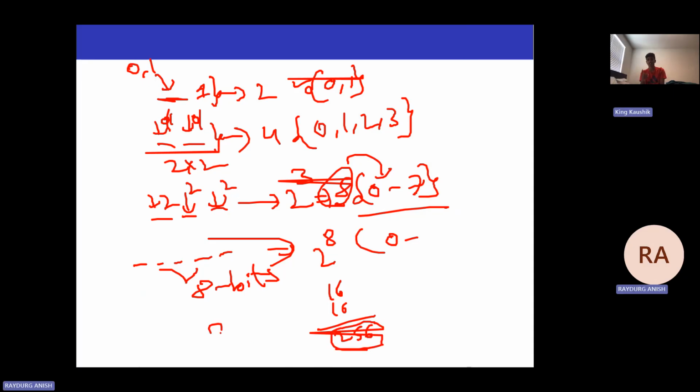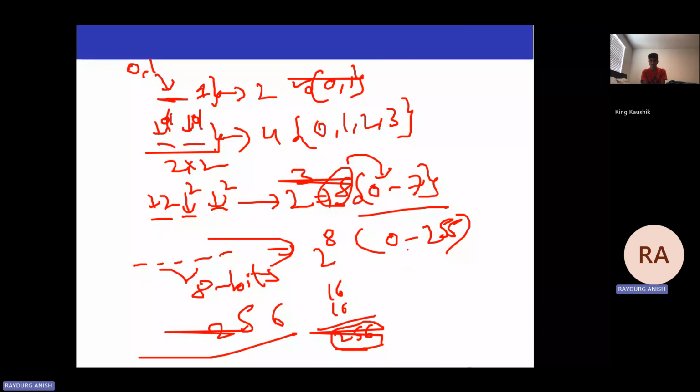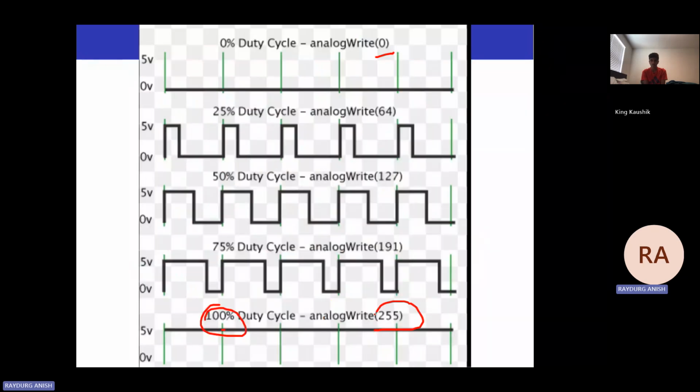256. So 0 to 255. Exactly, 255. So if you see the previous one, the 100% duty cycle corresponds to 255.